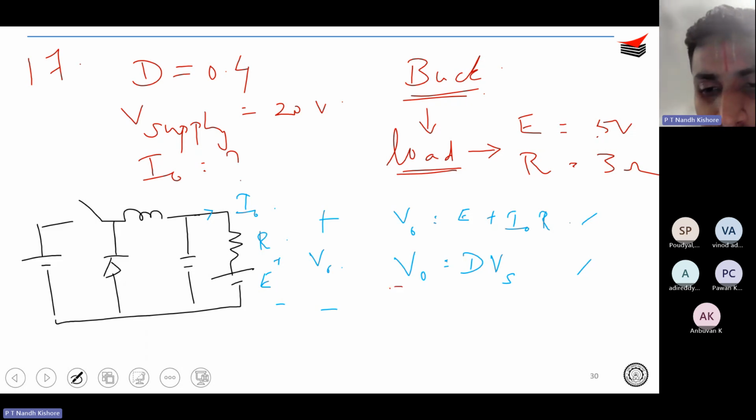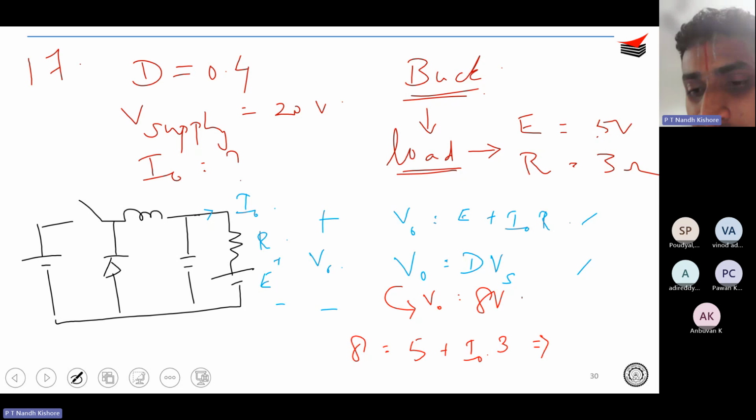Correct? So if you do this, V naught will be D times Vs, right? So 0.4 times 20. So 20 into 0.4 is going to be your 8 volt. Correct? So 8 is equal to E plus I naught into R. That is 5 plus I naught into R. R is 3. Therefore, I naught is 1 ampere.